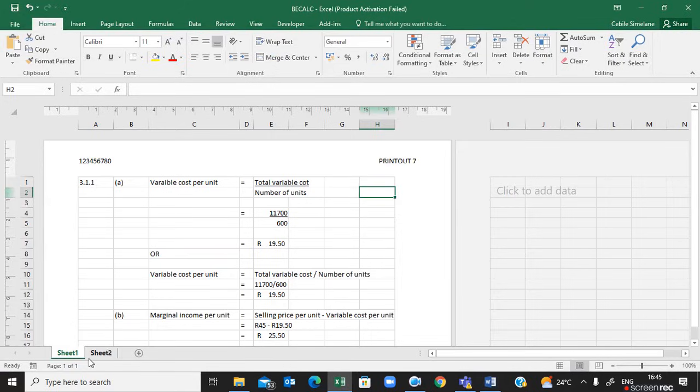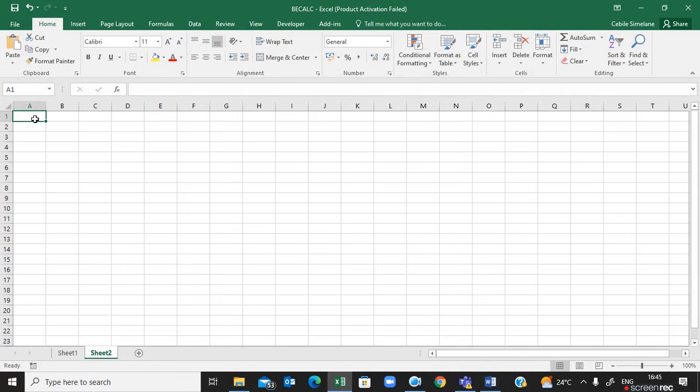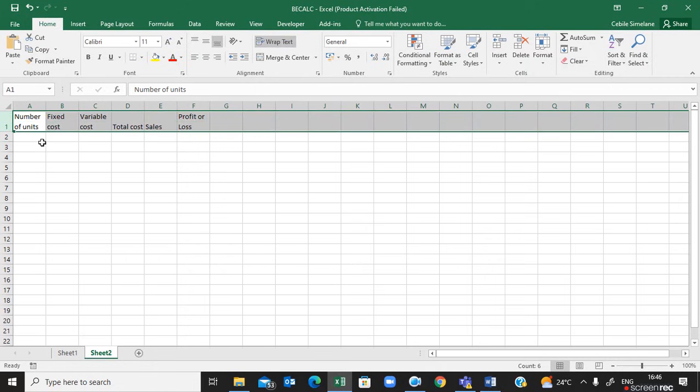This was 3.1.1. So now I'm going to move to sheet 2 so that I can do 3.2. So in 3.2, they say use the given information and your answers in question 3.1 to draw up a table with the following columns. So the columns, I'm going to type them quickly here. Number of units, tab, fixed cost, tab, variable cost, tab, total cost, tab, sales, tab, profit or loss. Okay, I'm going to use wrap text to make sure that everything appears like that.